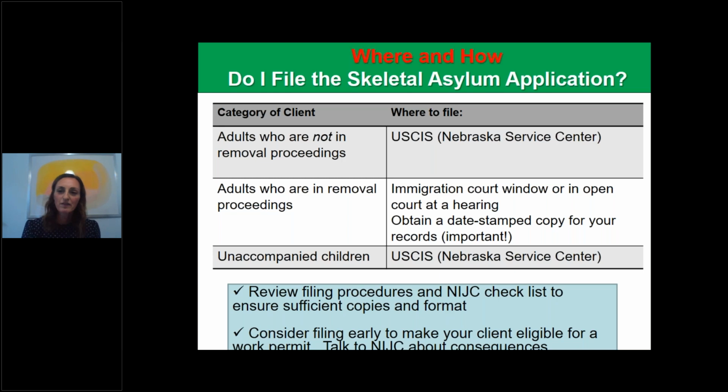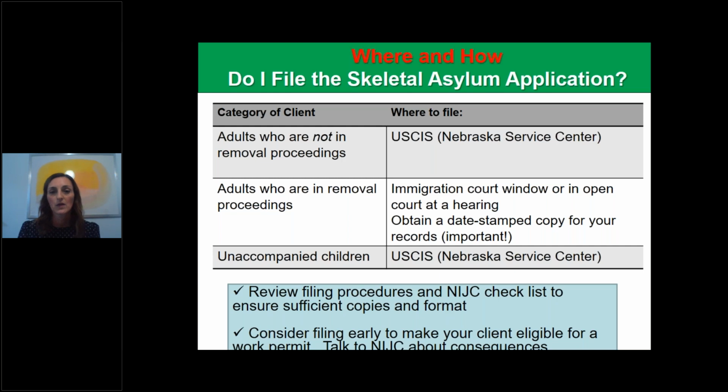Now, where you're going to file the asylum application depends on whether your client is in immigration court proceedings or not. For adult clients who are not in removal proceedings, you are going to file their applications with the Nebraska Service Center or with USCIS. Those are individuals who are proceeding affirmatively, or in an affirmative posture. For adults who are in removal proceedings, you are going to file their asylum application with the immigration court.